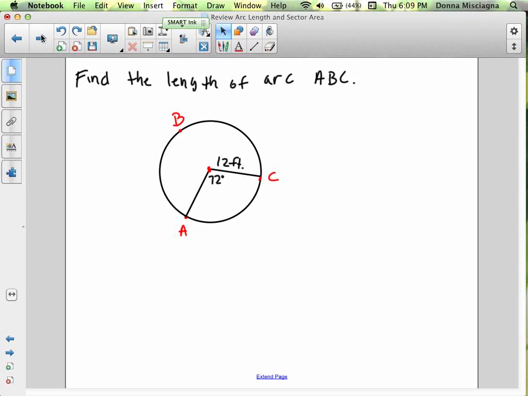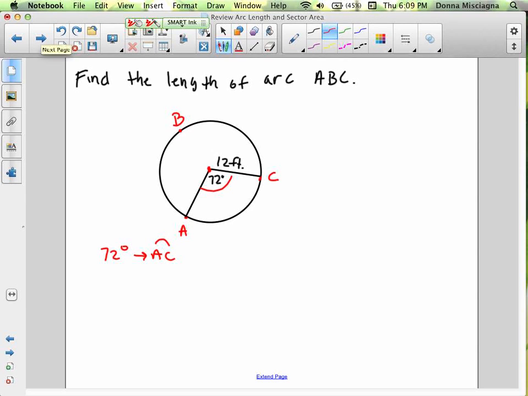Let's find the length of arc ABC. Now that's a little bit tricky, all right? Because this is not our central angle. That's for arc AC. So the 72 degrees goes with arc AC. We want arc ABC. And if you notice, arc ABC plus arc AC add up to be the whole circle, or 360 degrees. We know arc AC is 72. Let's find arc ABC.